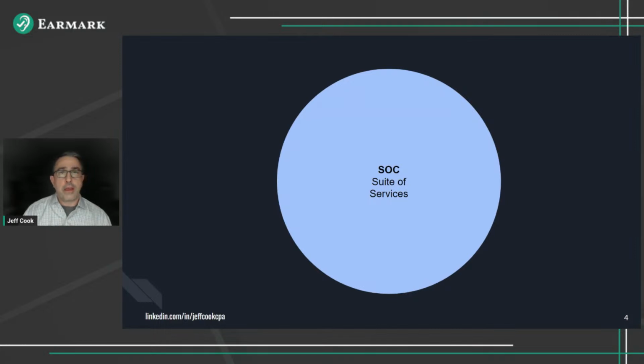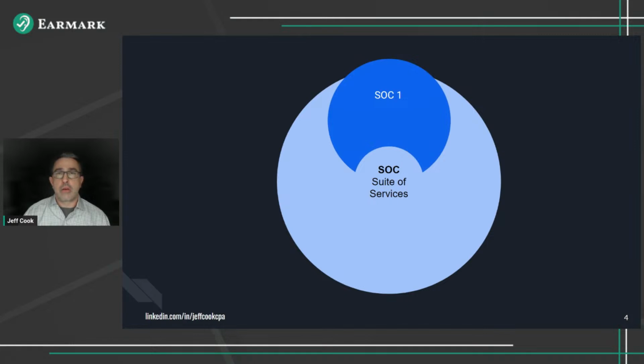So the AICPA has this on their website. Again, I'll have that resource at the end, but they call it the SOC suite of services. What does that consist of? The first one is SOC 1. SOC 1 was kind of the original SOC, as we call it.